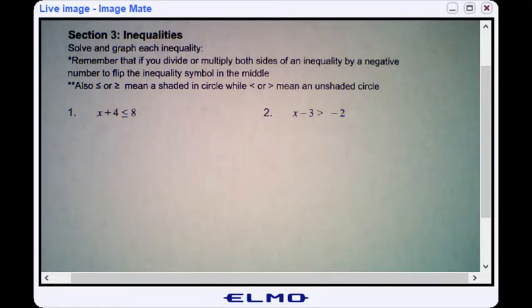A couple things to remember: if you divide or multiply both sides of an inequality by a negative number, you need to flip the inequality symbol in the middle. Also, if you have a greater than or equal to or less than or equal to, you're going to have a shaded circle, while less than or greater than just means an unshaded circle. If it has the equal to part, that means you could actually equal that value. If it's just the less than or greater than, that means you're going to get super, super close, but not actually equal it.